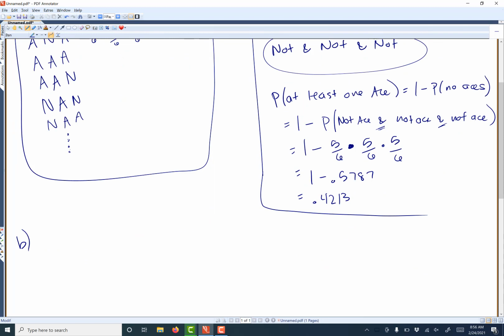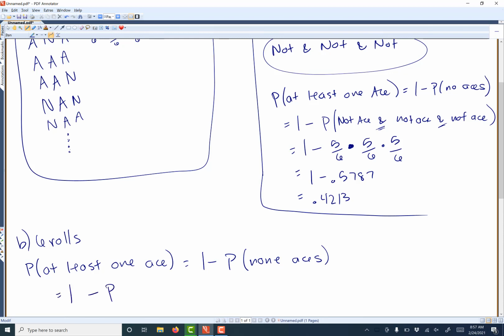Let's try it for part B, and then you can try part C on your own. So it's the same, but now we have 6 rolls. So we'll say the probability of at least one ace is going to be equal to 1 minus the probability of none, or no aces. Well, let's see what that would entail.